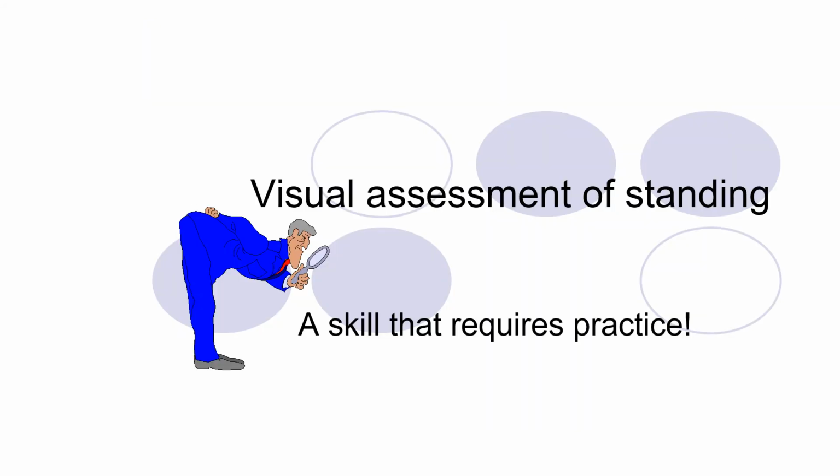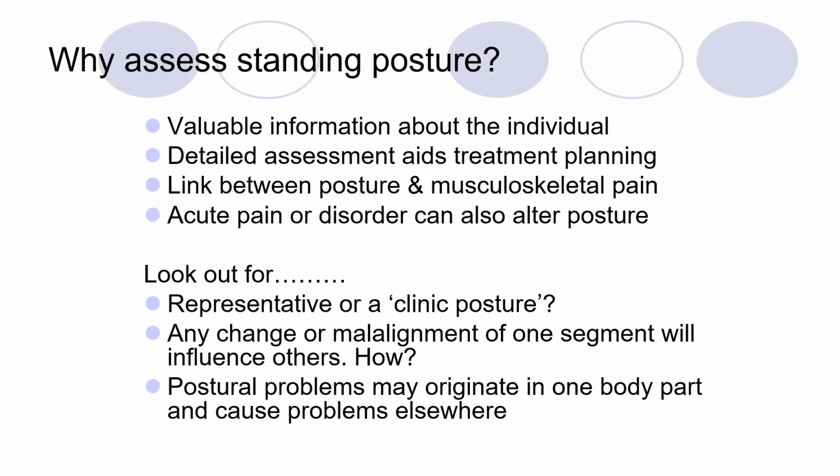Now that we have looked at the various types of posture, how do we go about assessing it? There are some principles that you can follow when assessing someone's posture, and the following slides will outline some of these principles. It is important that we assess standing posture because it helps us to find out the probable cause of any problems they may have and whether this is related to their posture.